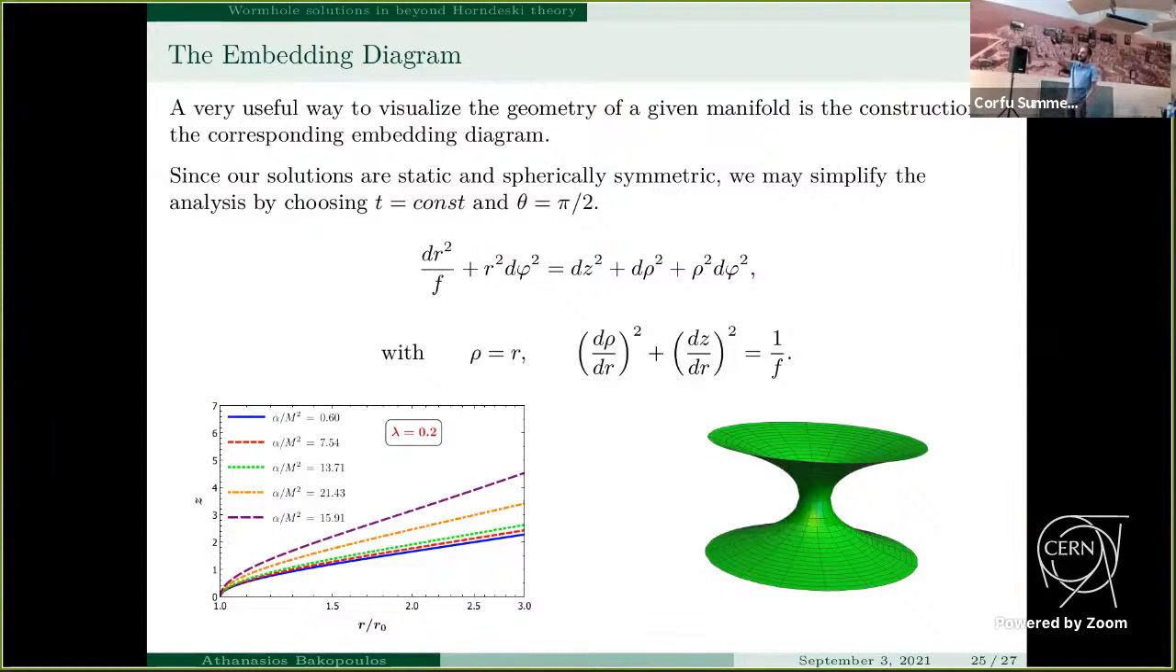A very useful way to visualize the geometry of a given manifold is the construction of the corresponding embedding diagram. Since the solutions are static and spherically symmetric, we may simplify the analysis by choosing constant values for the t and theta coordinates. And this is the embedding diagram for the previous solutions, where the 3D plot corresponds to the first solution, the one with the blue line.